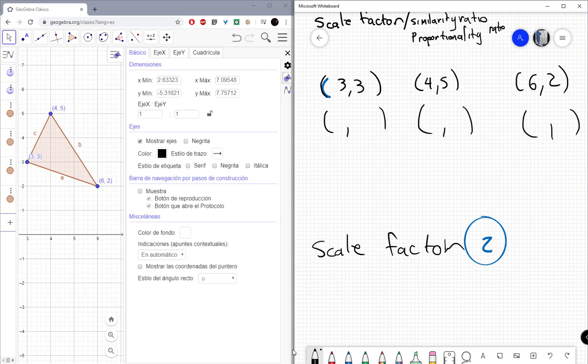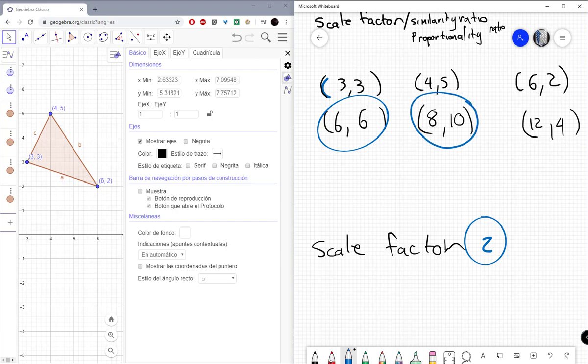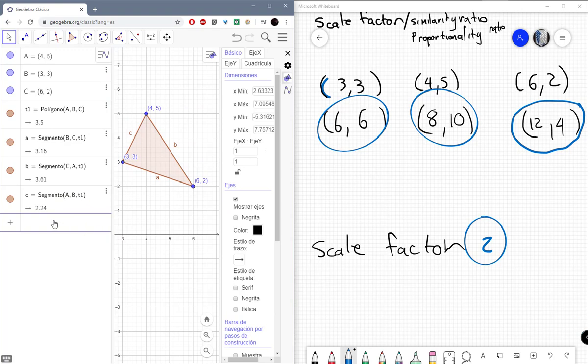you get that 3 times 2 is 6, 3 times 2 is 6, 4 times 2 is 8, 5 times 2 is 10, 6 times 2 is 12, 2 times 2 is 4, and these three coordinates are the coordinates of the vertices of our new triangle, which is similar to the original, and it is a homothesis projected from the origin of the Cartesian plane. So I am going to use this method because it's faster.